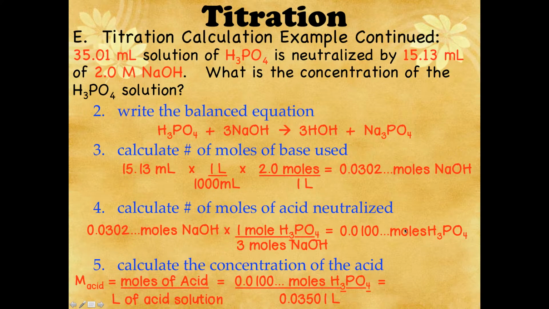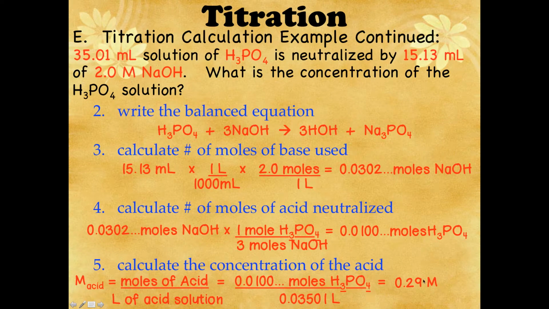This number, moles of acid, came from the previous question. And this 0.03501 came from taking the milliliters from your data table, divided by 1,000, so that milliliters cancels, and then you get it to liters. And then now we want to focus on sig figs. This has 4, this has 4, but this only has 2. So our final answer rounds off to 0.29 molarity.